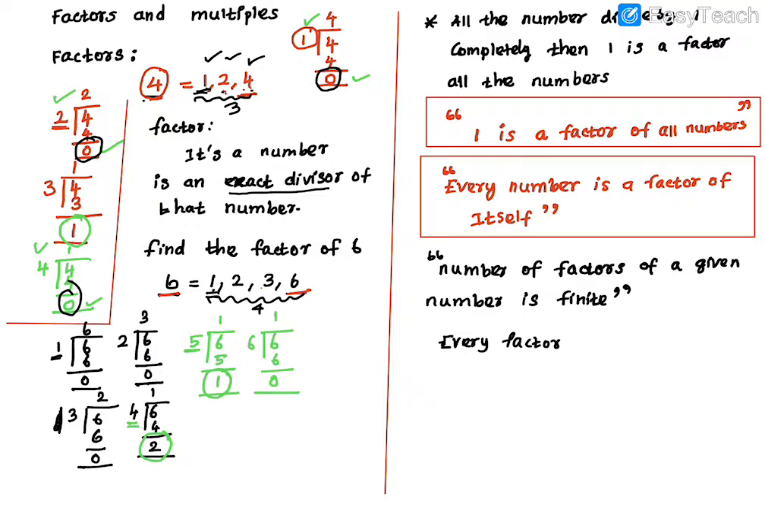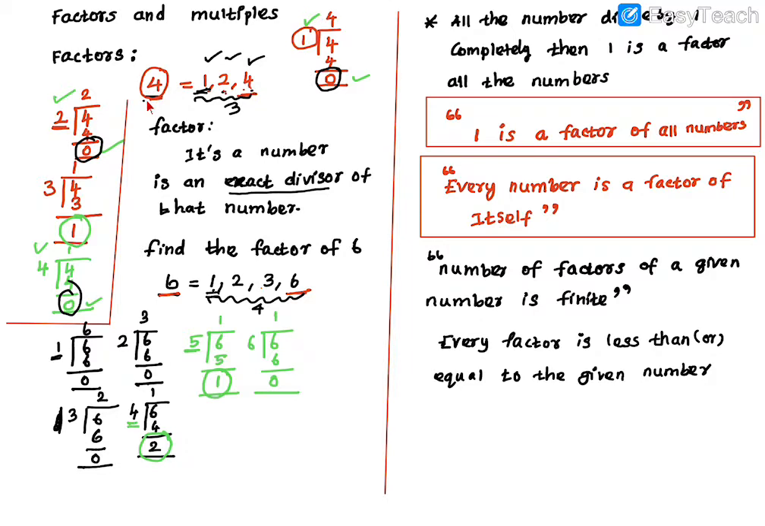Okay, the next fact is, every factor is less than or equal to the given number. I will say that, don't get confused. See, what they have given is that every factor is less than or equal to the given number. See, if you look at the factors of 4.